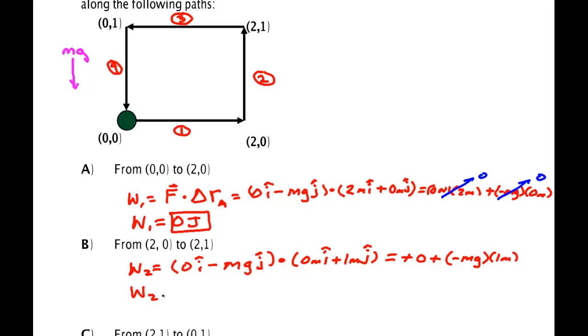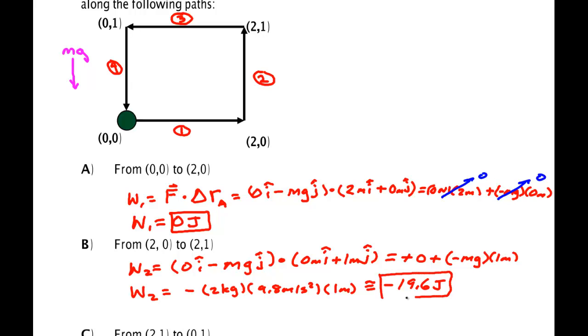So the work in this case would be equal to minus 2 kilograms times 9.8 meters per second squared times 1 meter. You plug all that in, you get minus 19.6 joules. So along path 2, as it goes from here upwards, gravity is doing negative work. It's slowing the ball down on the way up.